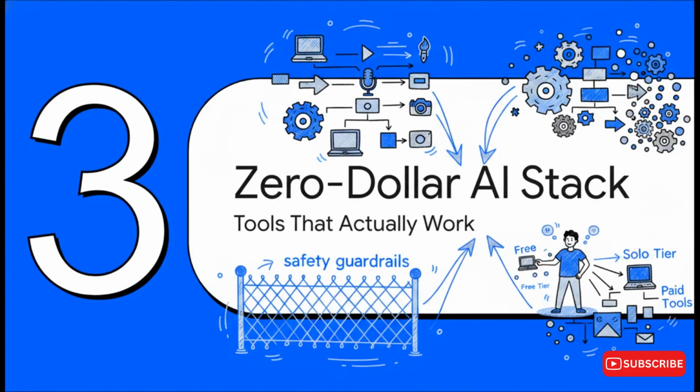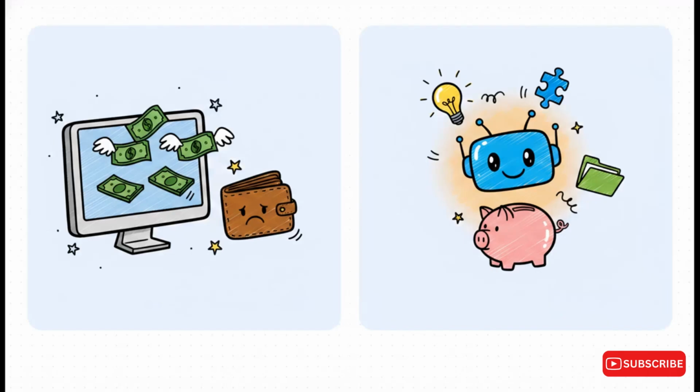All right, section 3, your $0 AI stack. Let's look at the tools that actually deliver. With our safety guardrails firmly in place, here is the really exciting truth. The AI landscape in 2026 has completely shifted. The gap between free and paid tools isn't really about baseline intelligence anymore. It's just about volume. Let's compare those expensive paid AI subscriptions to their truly free replacements.